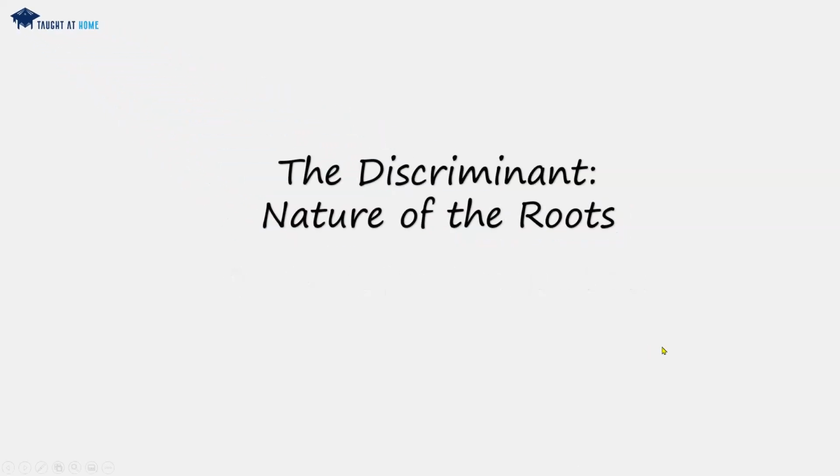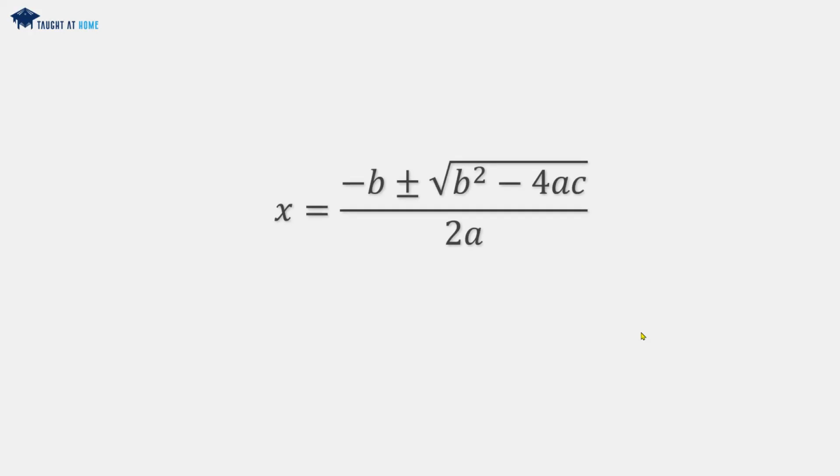The discriminant, nature of the roots. Let's take our quadratic function, x equals minus b plus or minus the square root of b squared minus 4ac, all over 2a. The term under the square root, b squared minus 4ac part, we call this the discriminant. And this can sometimes be represented by the Greek letter delta, the capital delta, which is a triangle kind of shape.